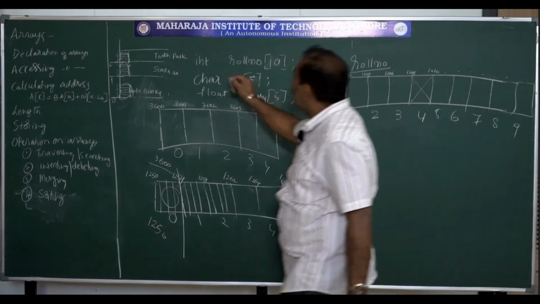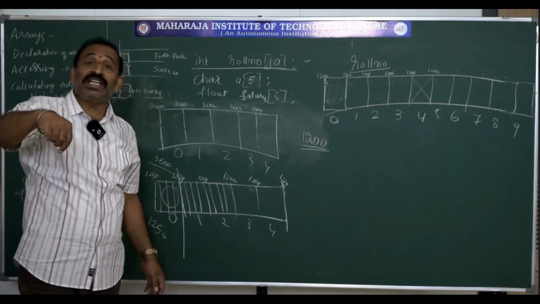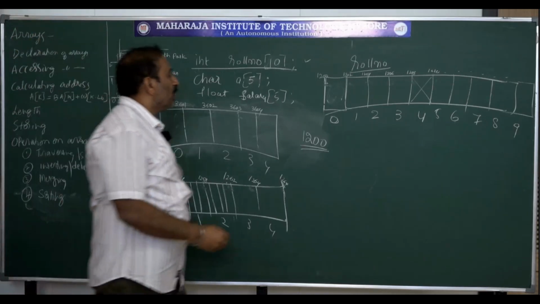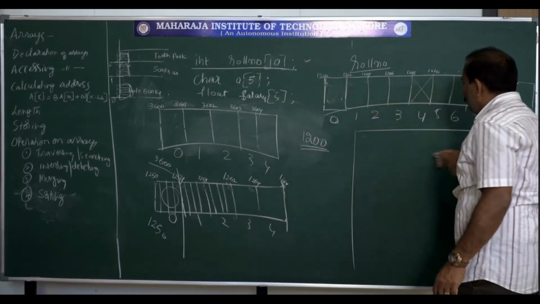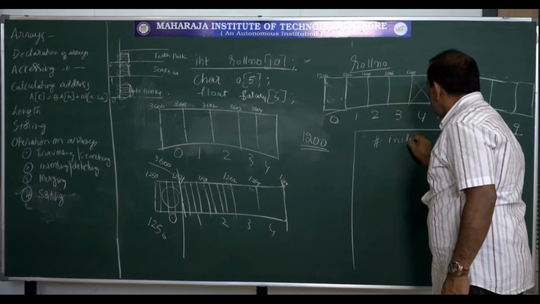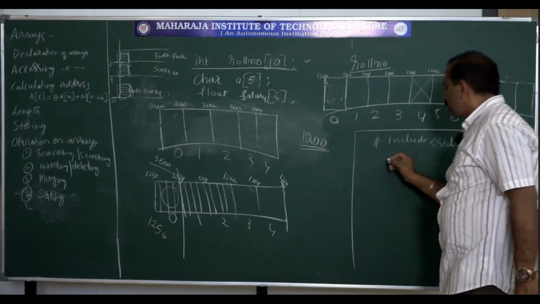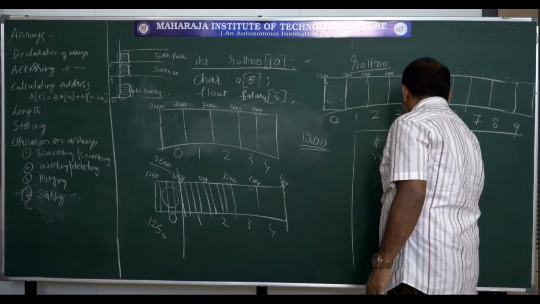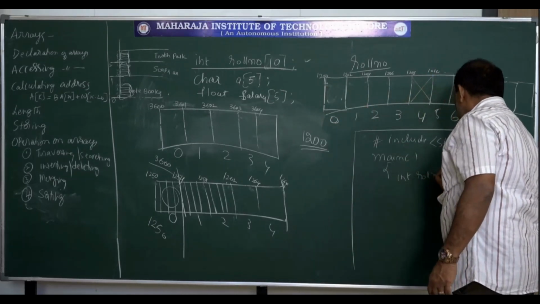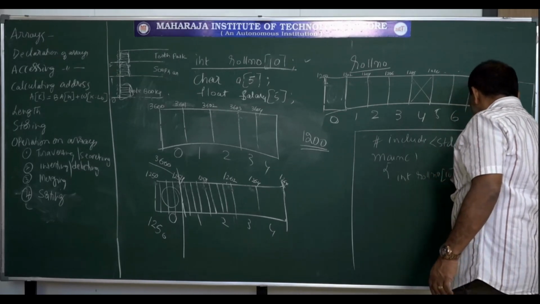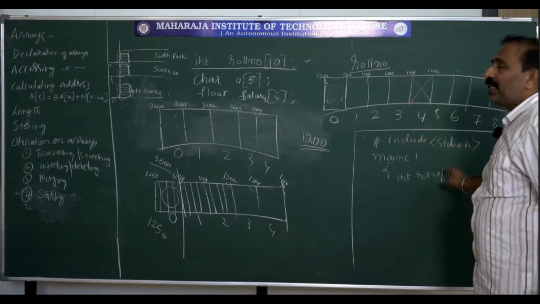Right? While declaring, you will be declaring like this, int roll number. While accessing, you can write like this. I will write a small program. See here. Include stdio.h, main, integer roll number 10. I have declared one array of type integer of size 10.